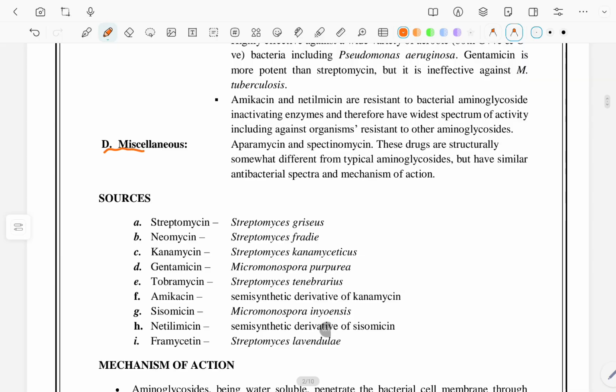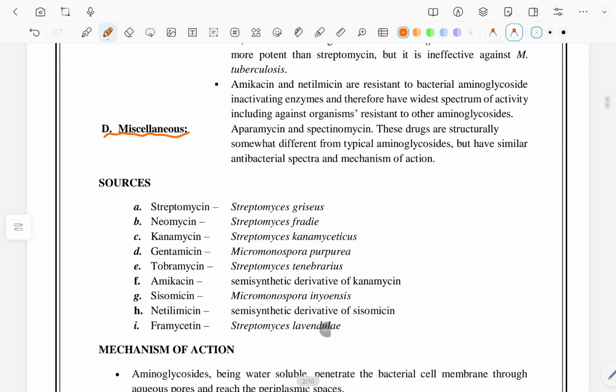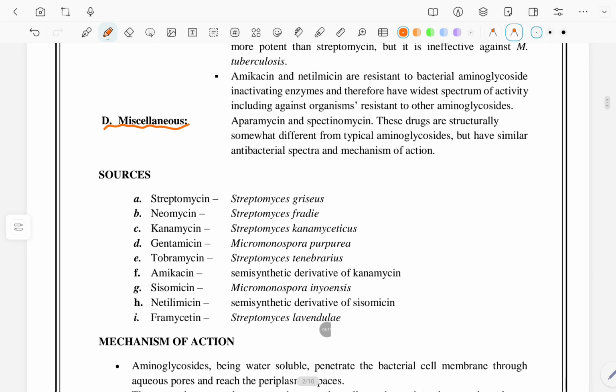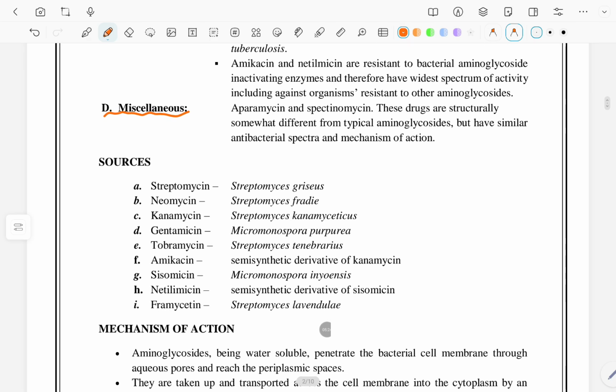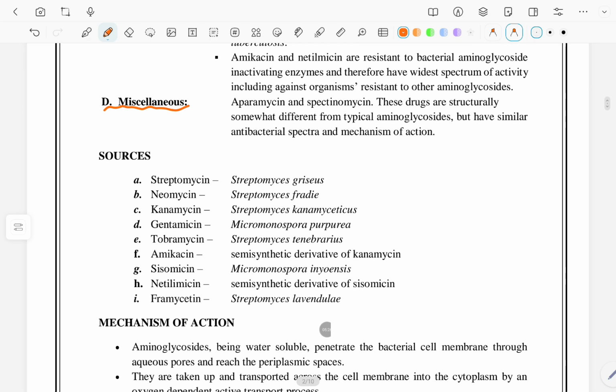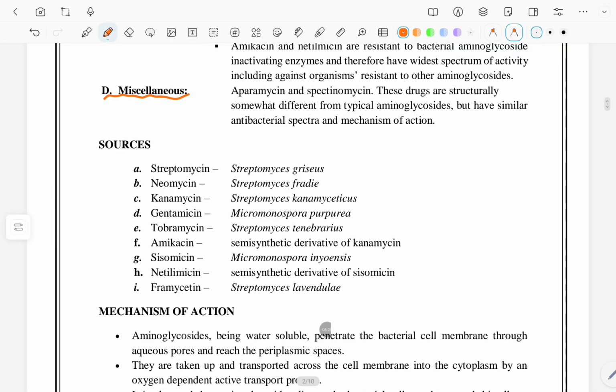Miscellaneous: apramycin and spectinomycin. These drugs are structurally somewhat different from typical aminoglycosides but have similar antibacterial spectra and mechanism of action.